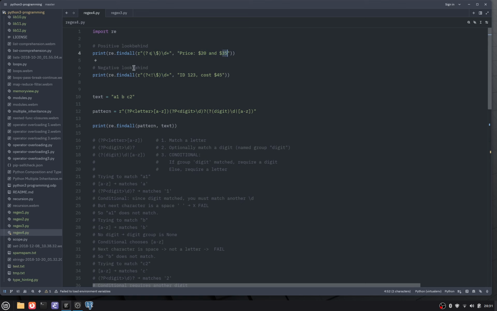Then the other one is negative lookbehind, that is question mark, less than, not equal to. In this case also we are looking for digits, but a dollar should not be before them. So 1 to 3 will match, and 5 will match because before 5 there is no dollar, but before 4 there is a dollar, so 4 won't match. After that, we will discuss this in a bit.